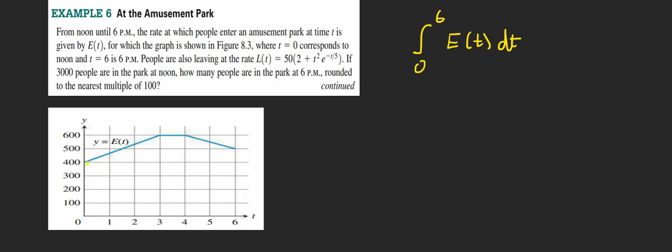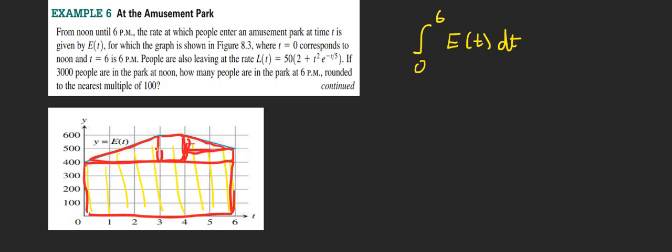And how do you do that? Well, that is the area underneath the curve, if we recall. You have to find the total area of this. What you could do is find the area of this rectangle right here, and then the area of this triangle, and the area of this rectangle, and this rectangle, and this triangle. There are other ways too. And that's going to be 3,200.